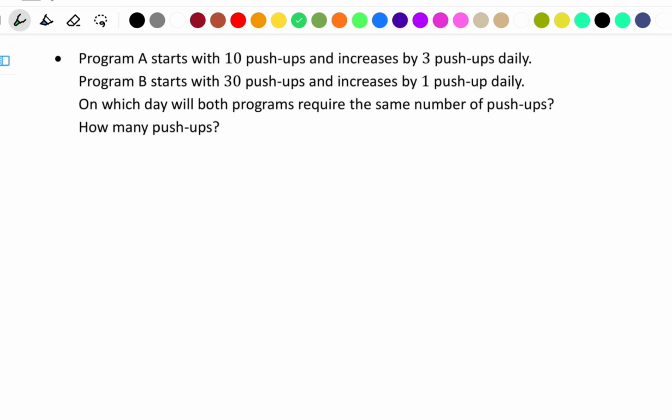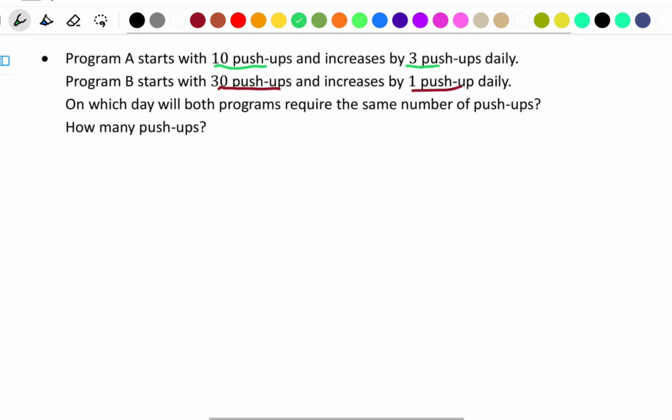Program A starts with 10 push-ups and increases by 3 daily. Program B starts with 30 push-ups and increases by 1 push-up daily. On which day will both programs require the same number of push-ups? So let's identify the nth term of each of these.